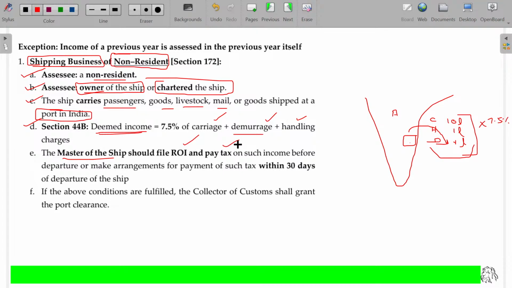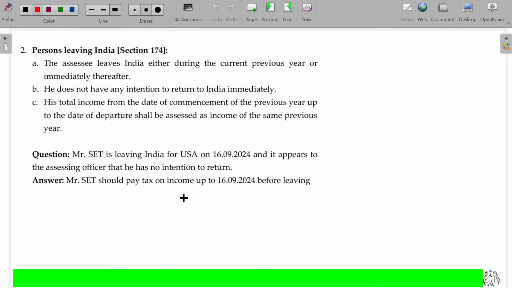Before he departs, "Sir, I'm in an emergency, sir, I have to move immediately." No problem. Make some arrangements for the payment of such tax to be payable within 30 days from the departure. Unless you finish this, the collector of customs shall not grant departure. Clear? Number one: previous year is equal to the assessment year. Number one is over. Let's move on to the next one.